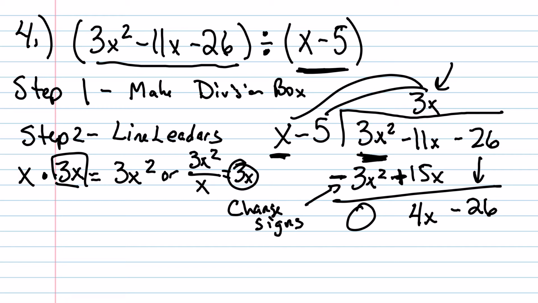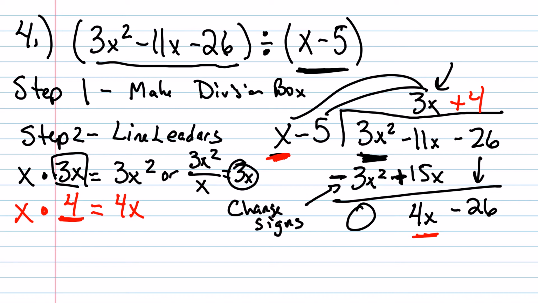Now, I just rinse and repeat. So now I'm still focusing on my x here. That's still my line leader. But now, my new line leader is 4x. So I need to pick something that's going to give me 4x. Well, if I already have 1x, the only thing I can multiply to get 4x is just 4. So I put plus 4 right here.